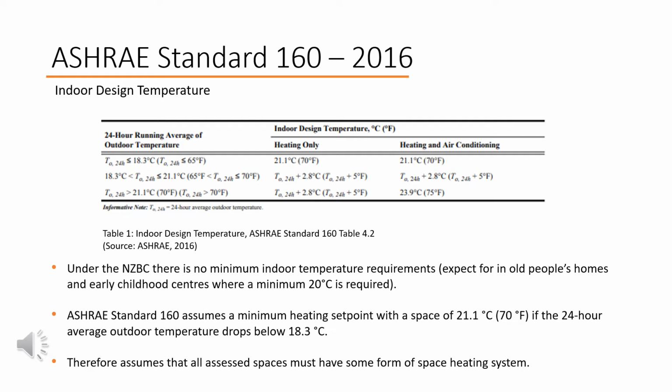The equations shown in the table demonstrate that the indoor design temperature assumes that there is a minimum heating set point within the space of 21.1 degrees, and this is based on the idea that the average outdoor temperature falls below 18.3. And if this were to happen, then the indoor temperature would fall below a comfortable temperature, thus requiring heating. This results in an assumption that all the spaces that are assessed under ASHRAE Standard 160 have some form of space heating to ensure this minimum temperature would be achieved regardless of the outdoor temperature.